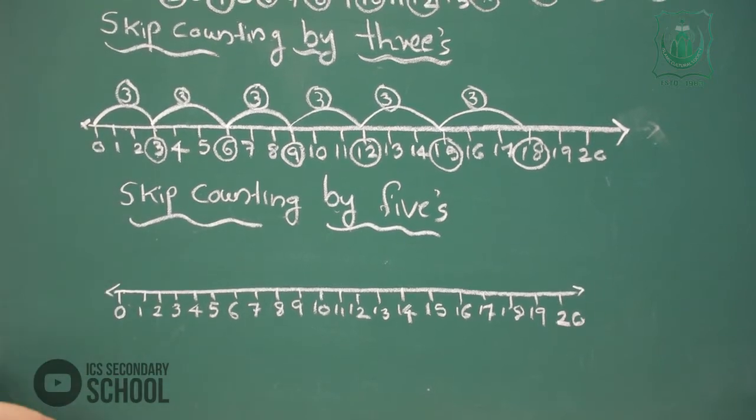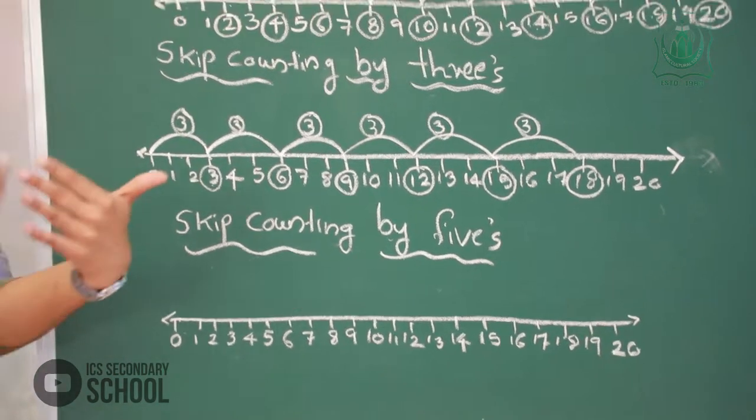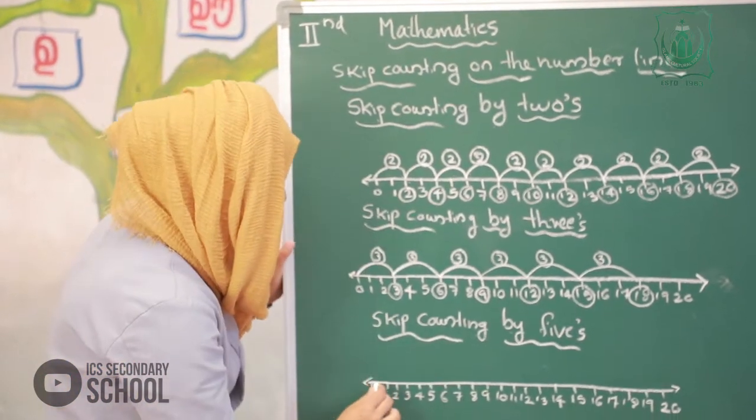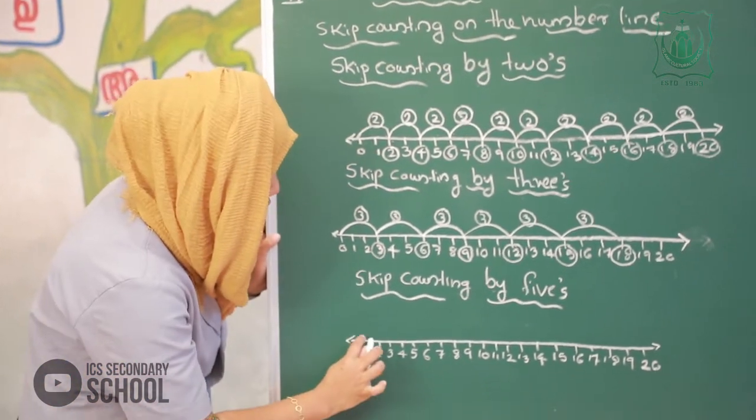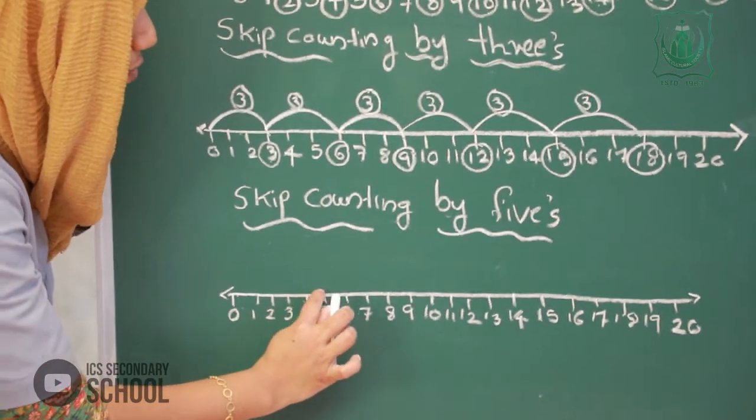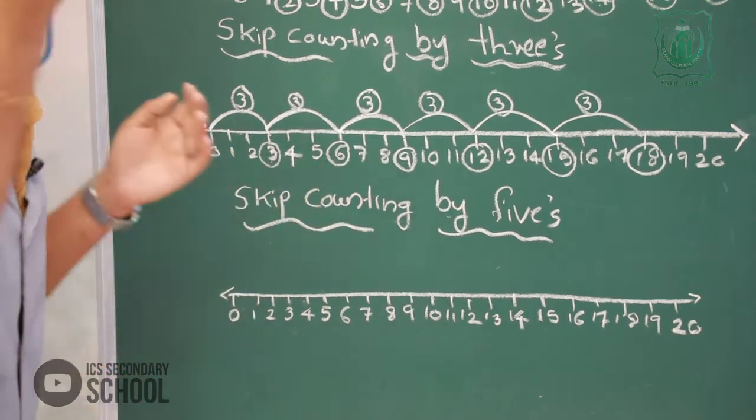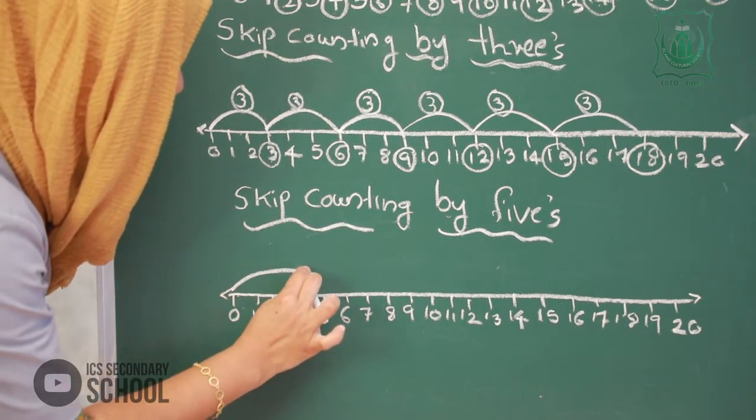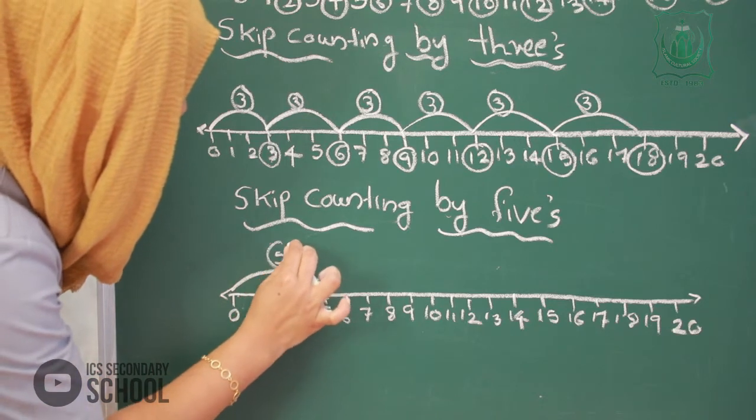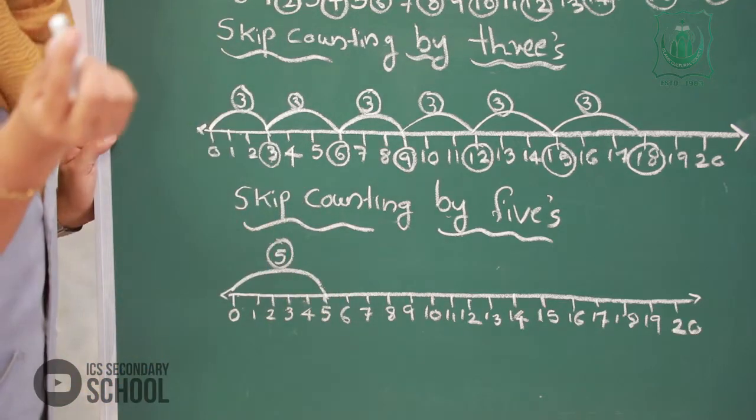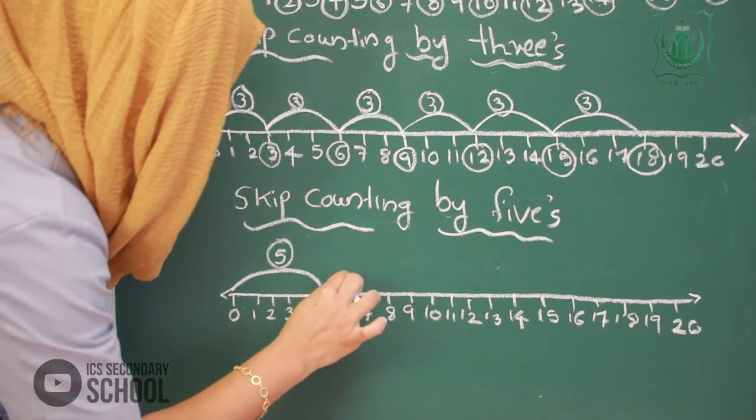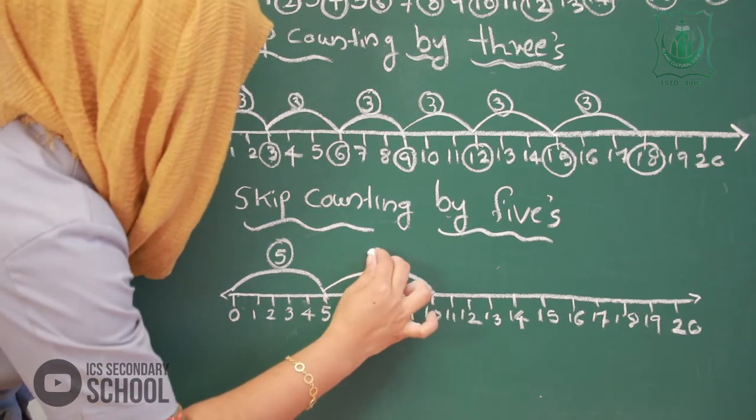So we start from 0. We can count which number? Yes, the number 5. Okay. Start from 0. 1, 2, 3, 4, 5. We reached the number 5. Okay. Next, again count 5. 1, 2, 3, 4, 5. We get, yes, 10.